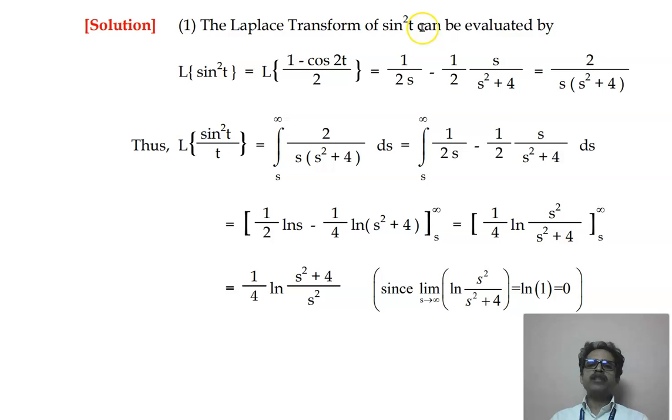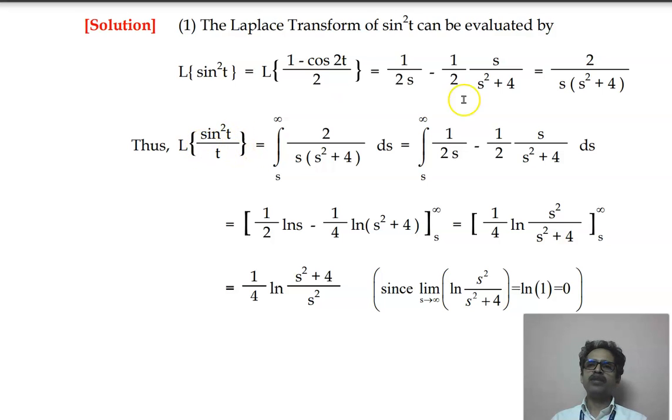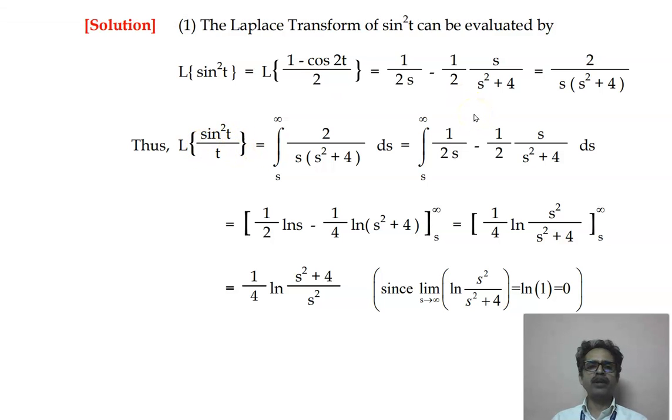The Laplace transform of sin square t can be evaluated by the following calculations. First, because we want to find Laplace of sin square t upon t, which has the type Laplace of f(t) upon t, here f(t) became sin square t. So your job is to find the Laplace transform of sin square t first. Now Laplace of sin square t is not directly possible. We have to convert this sin square t into some simple function, and we know the formula sin square t is equal to 1 minus cos 2t upon 2.